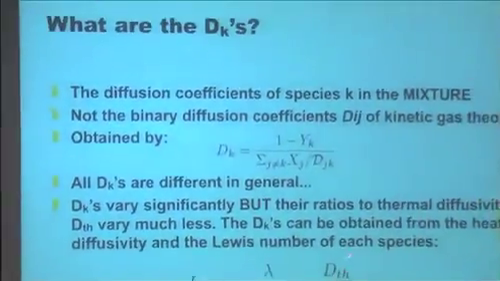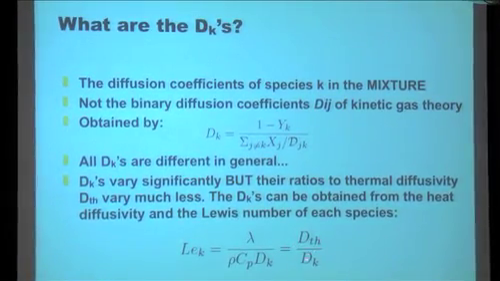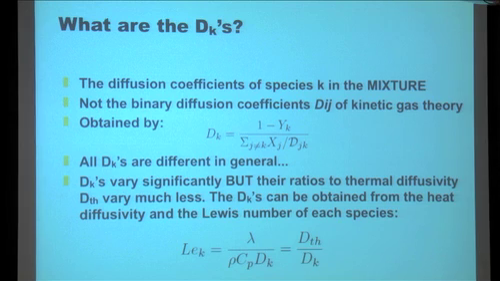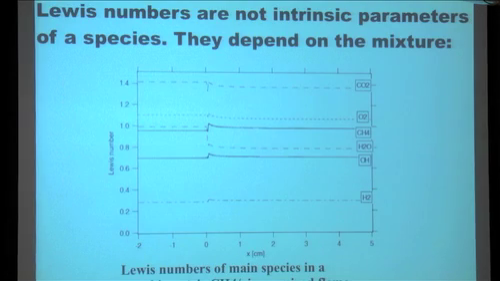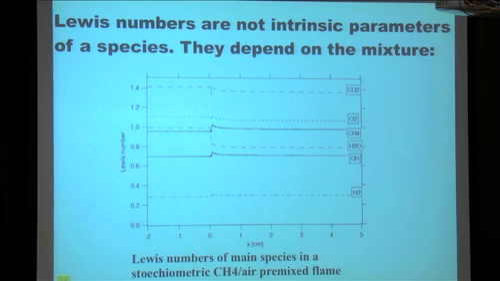A good way to look at the problem is to normalize the Dk by the diffusion of the heat. This is how you form the Lewis number. So there is one Lewis number for each species where you compare the Dk to the heat diffusion. The reason we do that is that even though the Dk is changing and the heat diffusion is changing, the ratio of the two is not changing that much. This is a plot, for example, of the Lewis number in a premixed flame. So here you will have the cold gases, and here you will have the burnt gases, and at each point we compute the Lewis number of the different species.